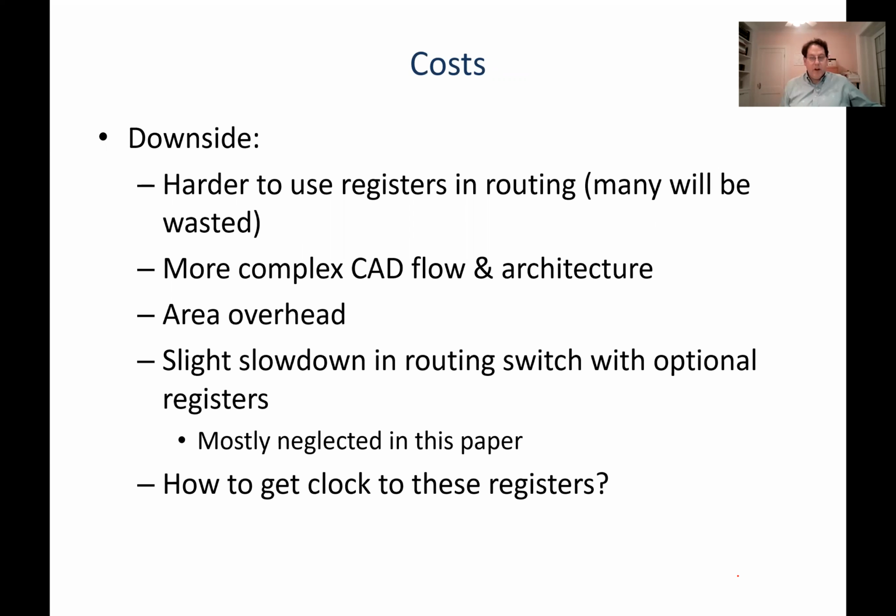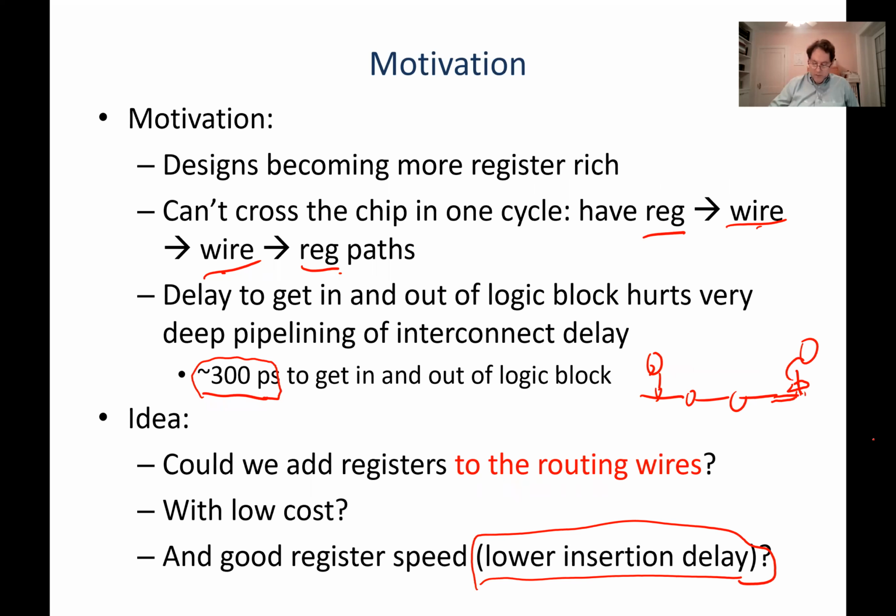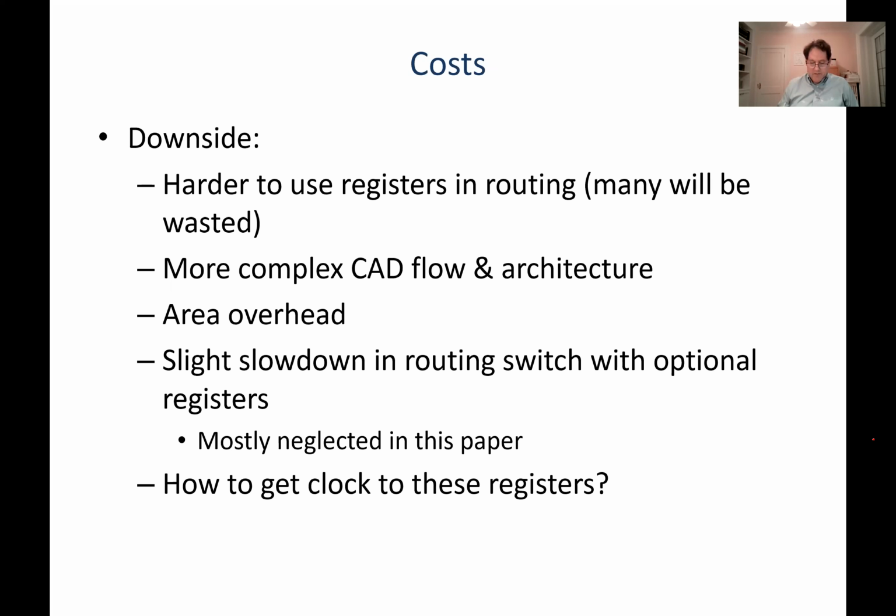We're going to make our CAD flow and our architecture more complicated. We're going to add area to our routing. There's no way we can add registers in the routing without costing some area. And we're also potentially going to slow down our routing switches, right? So if we're going to add registers into our routing switches, even if we can bypass them. So maybe we add the registers into the routing switch where we say, okay, we've got a routing wire, and now we can go into the register, come out again, or we could just bypass it, and there's a 2-to-1 mux. Okay, so same kind of thing we do with lookup tables.